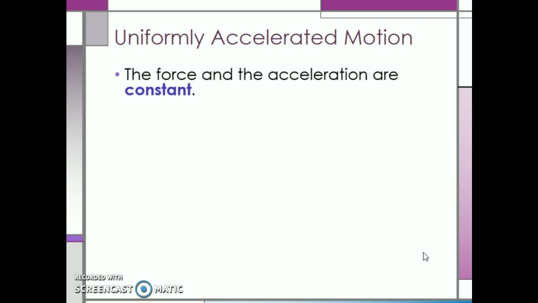Before we look at any examples, let's talk about one more topic. In uniformly accelerated motion, the force and the acceleration are both constant, meaning they aren't changing. An example of uniformly accelerated motion would be holding the gas pedal steady on a flat road. You aren't speeding up or slowing down.